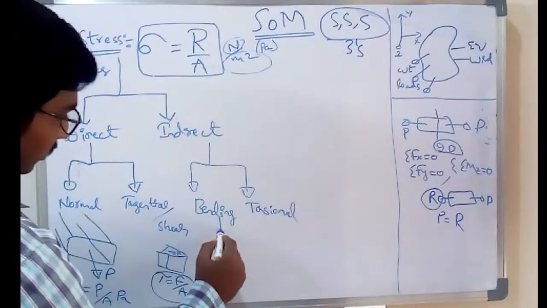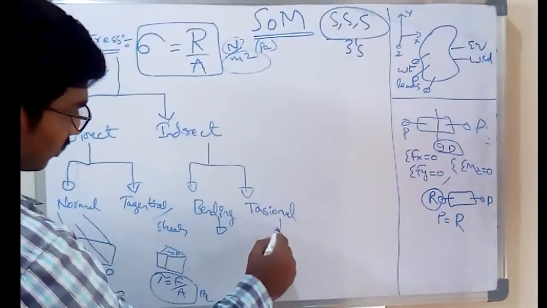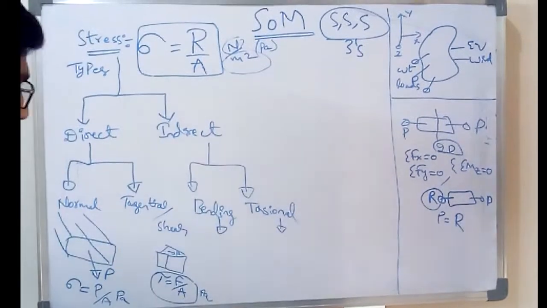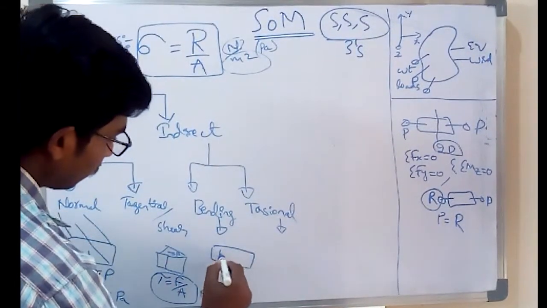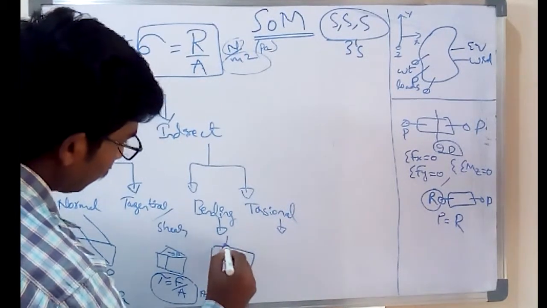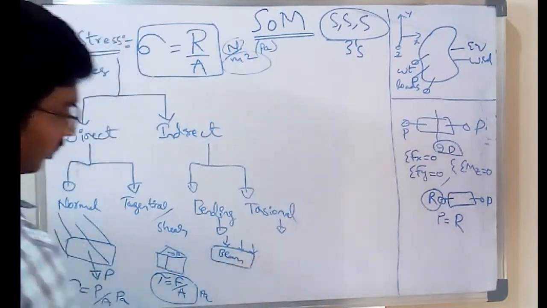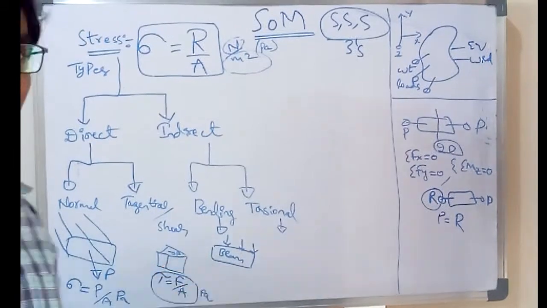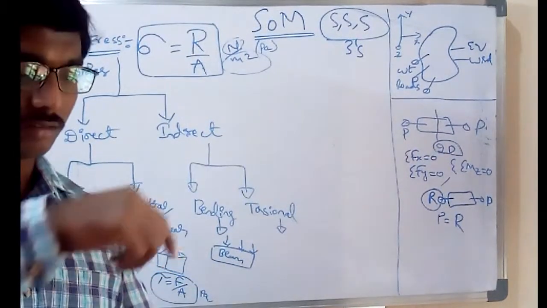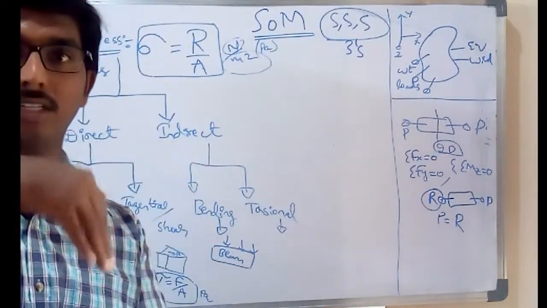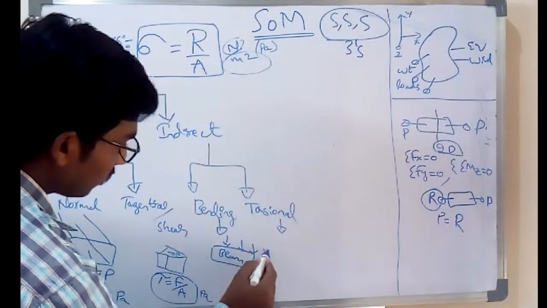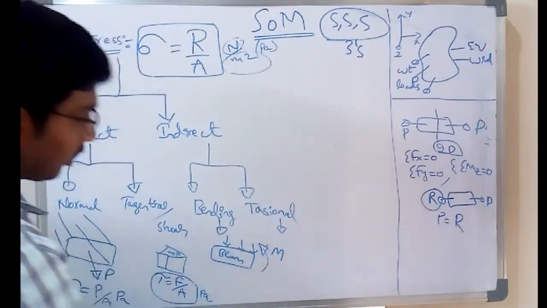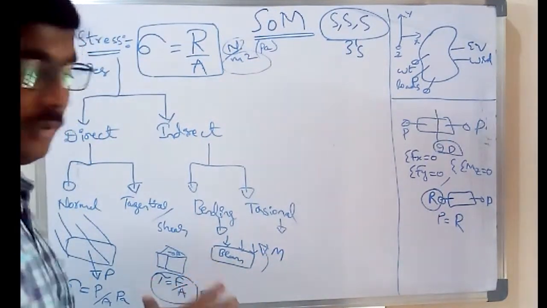And bending stress and torsional stress. These two are indirect stresses. This bending stress is due to bending in beams. Say a beam is subjected to transverse load. First of all, I will tell you what is meant by a beam. A beam is a horizontal member which is subjected to transverse loadings. Due to this transverse loading, there will be a bending moment.